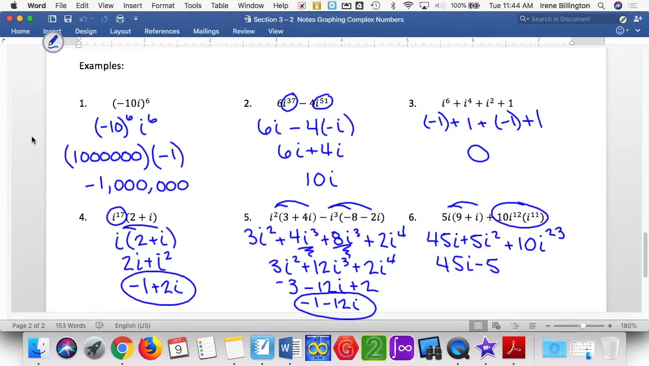And then i to the 23rd, if we take 23 and divide it by 4, we get what? 5.75? And if it's 0.75, then i to the 23rd is negative i. So this would be minus 10i. So I would combine 45i minus 10i for a final answer of negative 5 plus 35i.